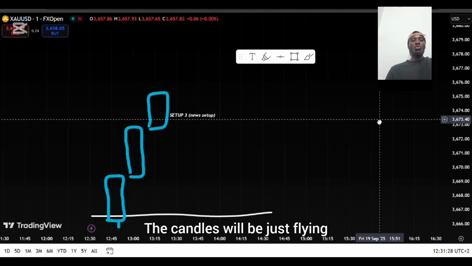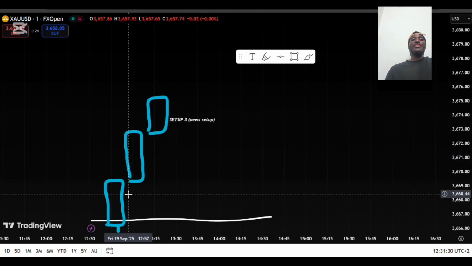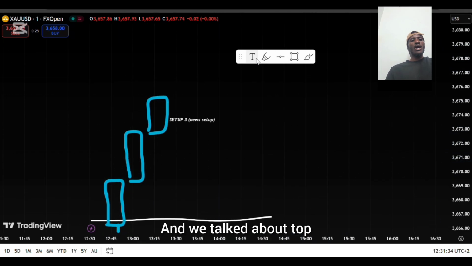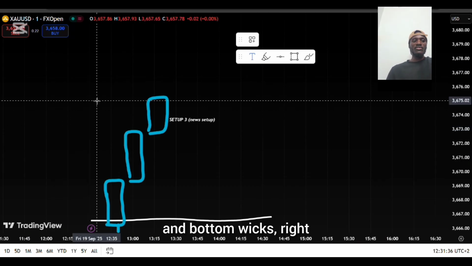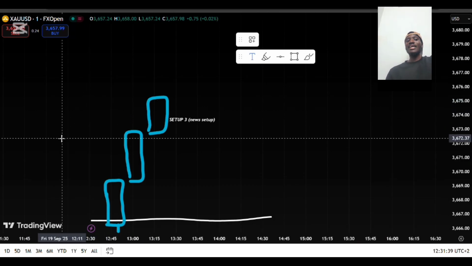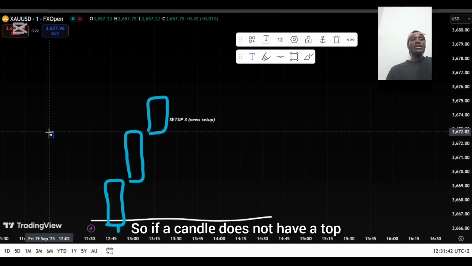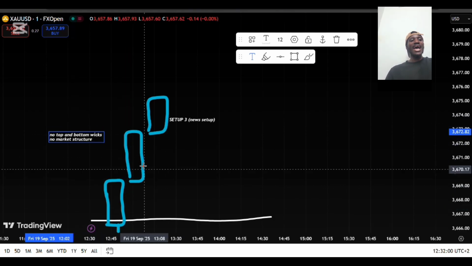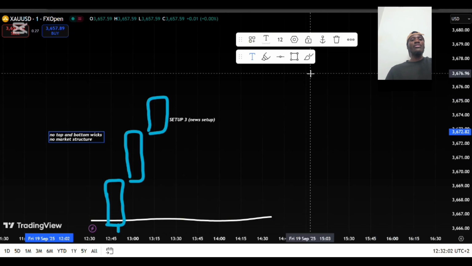The candles will be just flying. They won't be having top and bottom wicks. And we talked about top and bottom wicks: these are higher highs and higher lows being formed. So if a candle doesn't have a top or a bottom wick, that means there is no market structure. There are no higher highs and higher lows being formed on these candles.